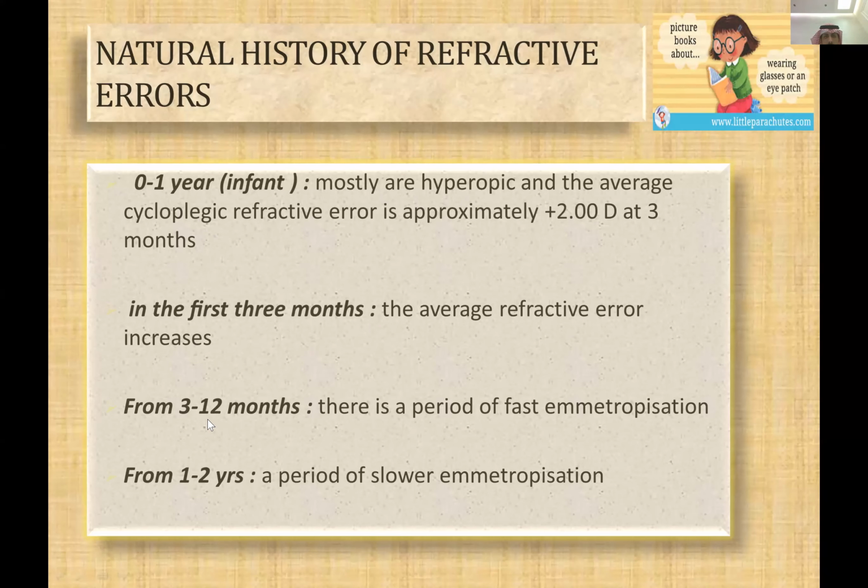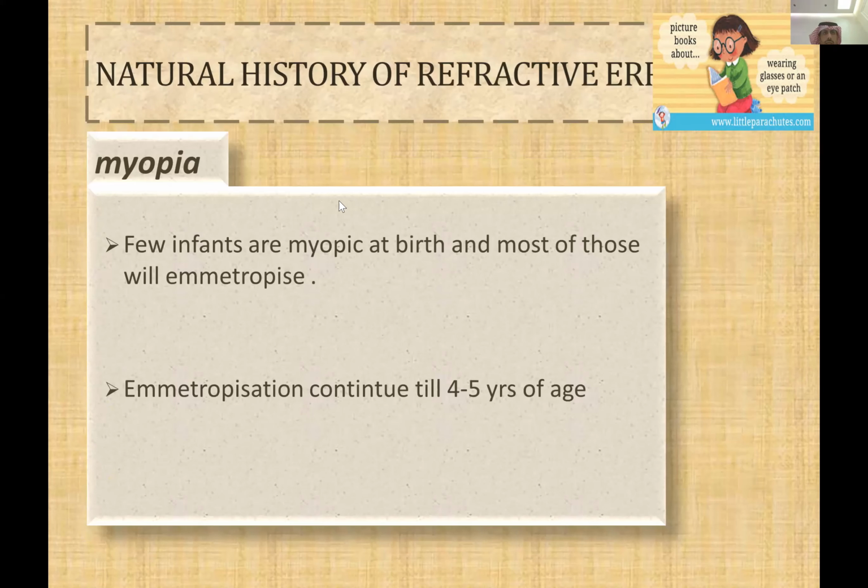Then from 3 months to 12 months, there is a period of fast emmetropization. Then from 1 year up to 2 years, a period of slower emmetropization. And we know that emmetropization almost stops in all types of refractive error at approximately 4 years. For myopia, few infants are born with myopia, and most of these will emmetropize with time. Emmetropization will continue until 4 to 5 years in case of myopia.